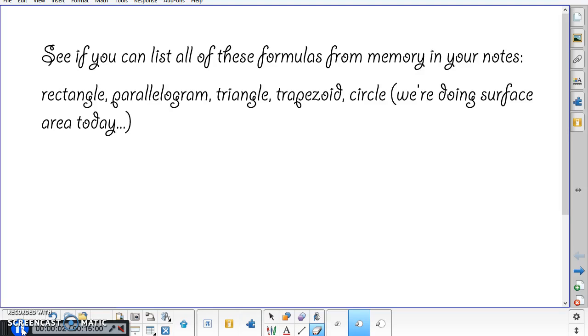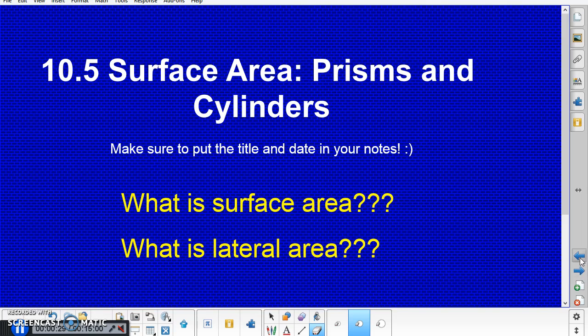Welcome to surface area. First thing we're going to do in the video though is see if you can list all of these formulas from memory in your notes. So you can do that on a piece of paper or in your guided notes. Rectangle, parallelogram, triangle, trapezoid, circle. You can pause the video and try it out. So we'll check and see in class if you got them all right, or you can check with your guided notes.